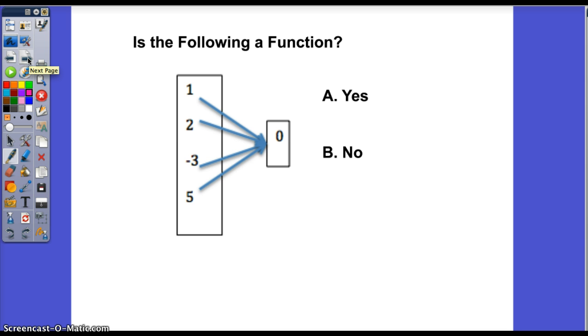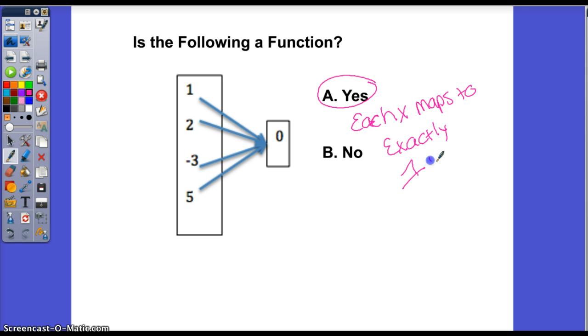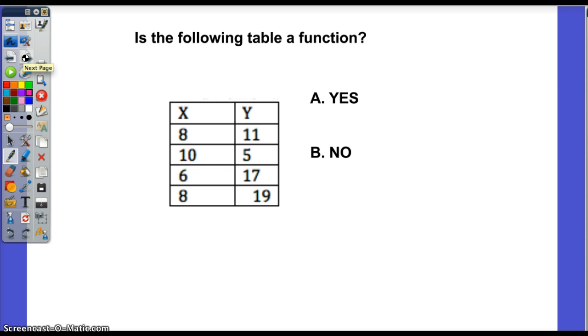Okay, this one, is it a function? Well, the answer is yes, because each x maps to exactly one y value. All right, today what we're going to do is we are going to be writing functions.